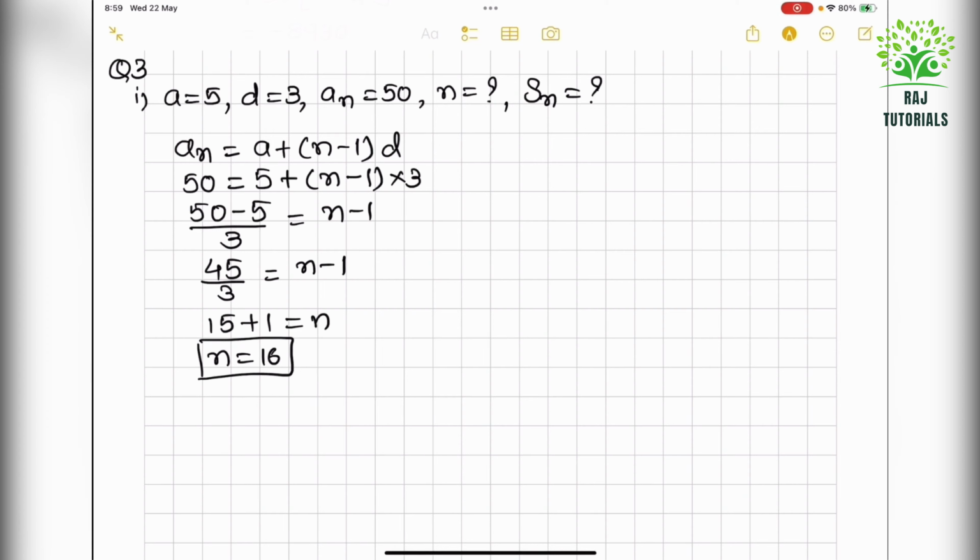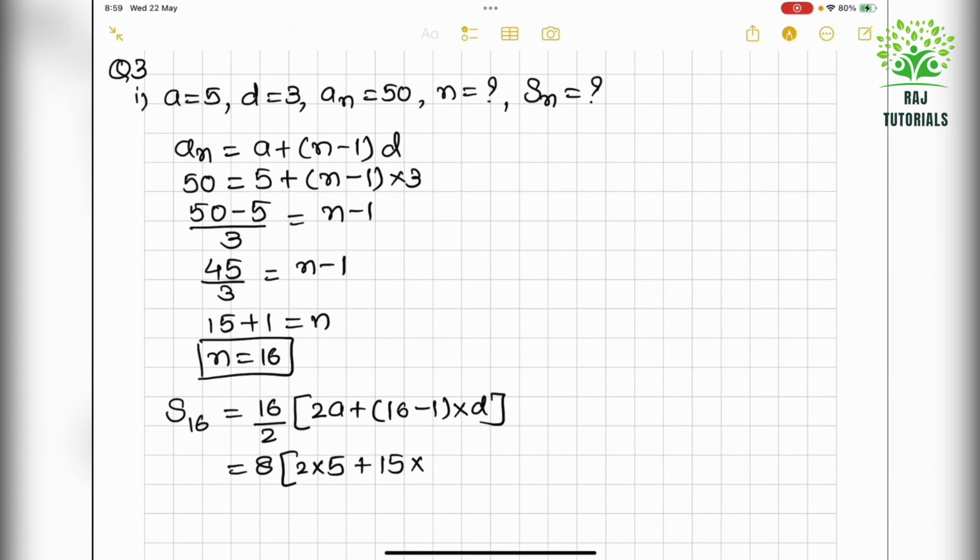So I got N equal to 16. Now I have to find S16. So S16 will be 16 upon 2 into 2A plus 16 minus 1 into D. So that will be 8 into 2 into 5 plus 15 into 3. So 8 into 10 plus 45. 440.